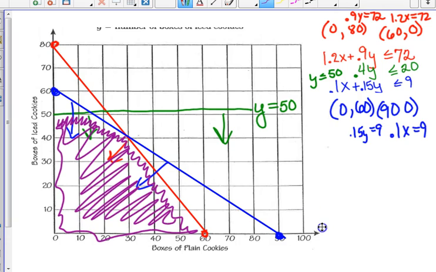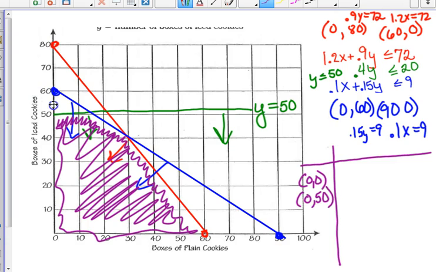Okay. I need me some vertices. 0, 0. There's some points on the quiz right there. 0, 50. Now wait a minute. What about 0, 60? Does that one count? No. It's above the green. Doesn't count. Okay. 60, 0. This one over here. This one counts.